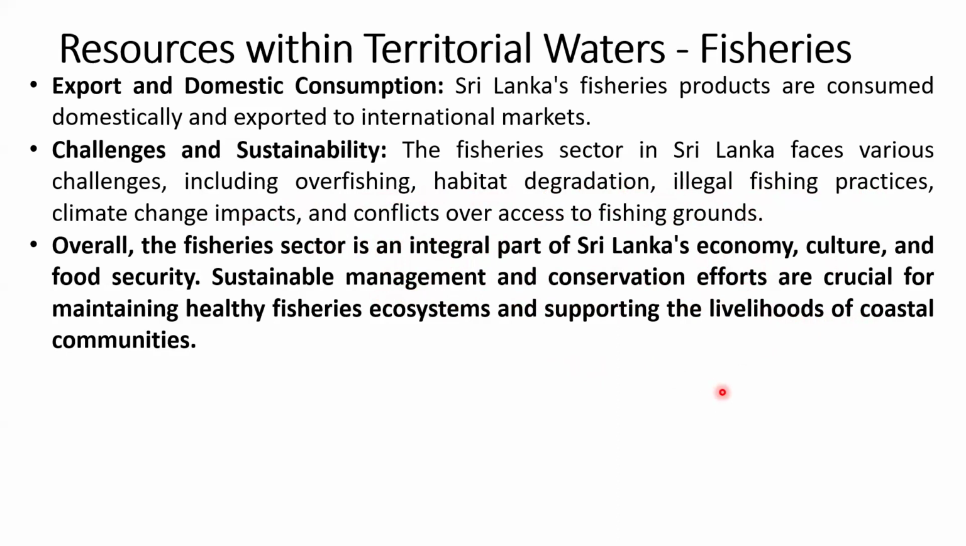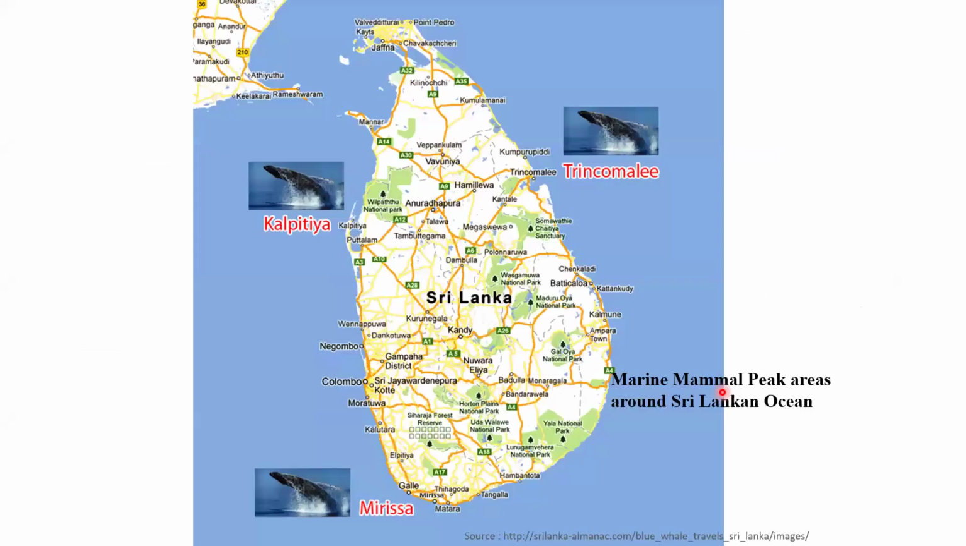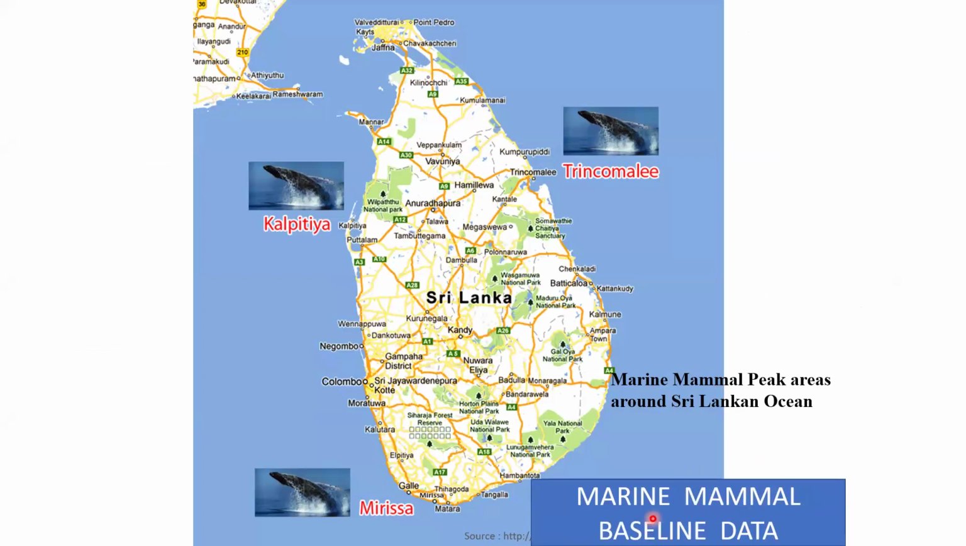Now, those are the main things I want to highlight. The fisheries sector is a resource within the territorial waters. Now, the other main thing is marine mammal data, where our country has also done some resource identification. Sometimes you may have gone to watch whales along the Mirissa area. In the same way, in the Kalpitiya area you can also watch the whales. Then the other main area is Trincomalee.